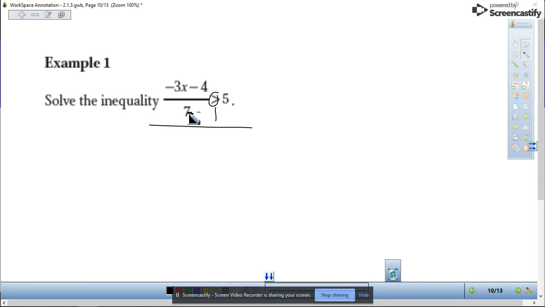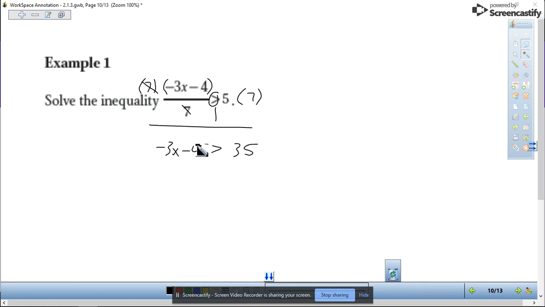So to solve this, I need to first realize that my variable is a part of the numerator. And if it's part of the numerator, then the denominator has to be the first thing to go away. Okay, because this is like a grouping symbol. It's like parentheses around that. Okay, it's like that numerator is all grouped together. So we're going to multiply both sides by 7. What that does, 7 divided by 7 goes to 1, leaving us with negative 3x minus 4 is greater than 35. Notice, I multiplied by a positive 7, so there's no need to flip the symbol.